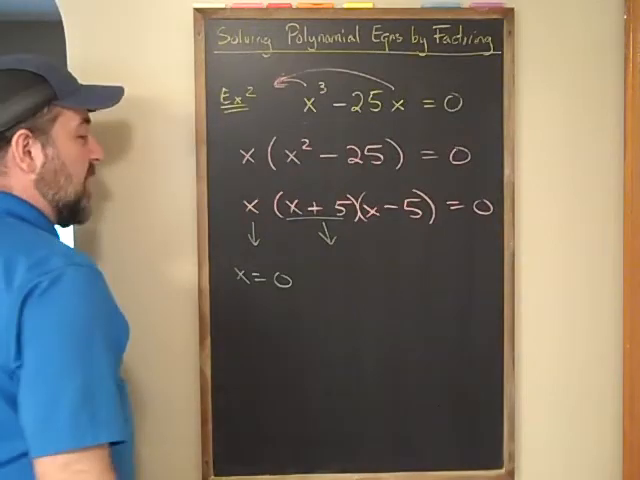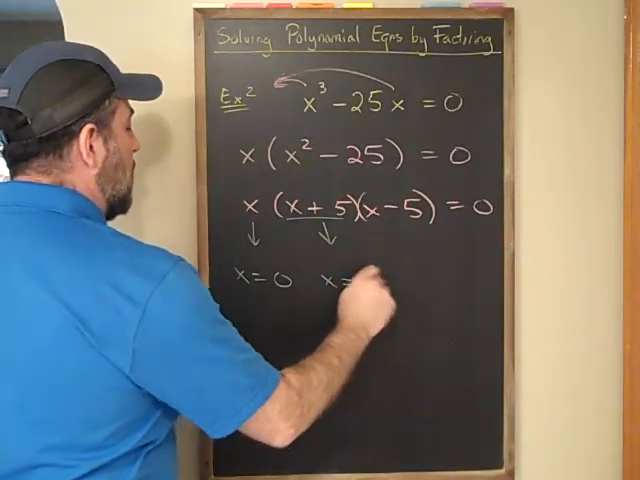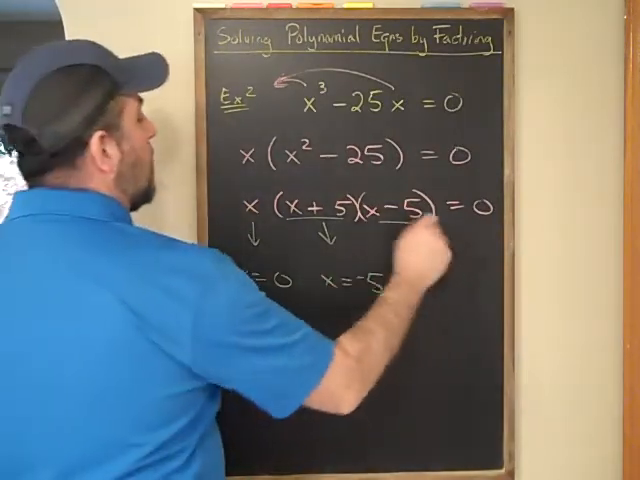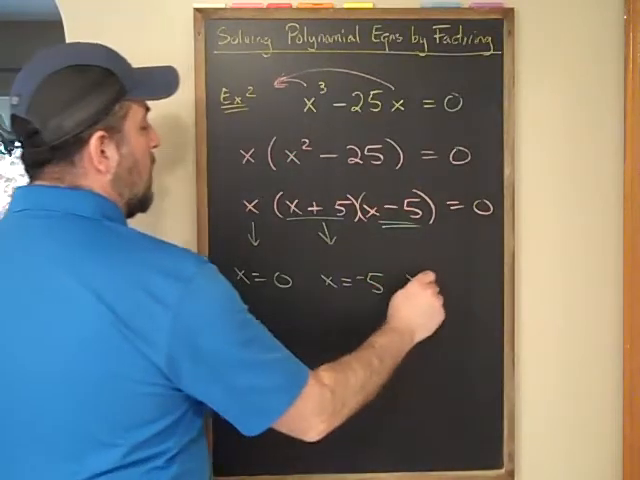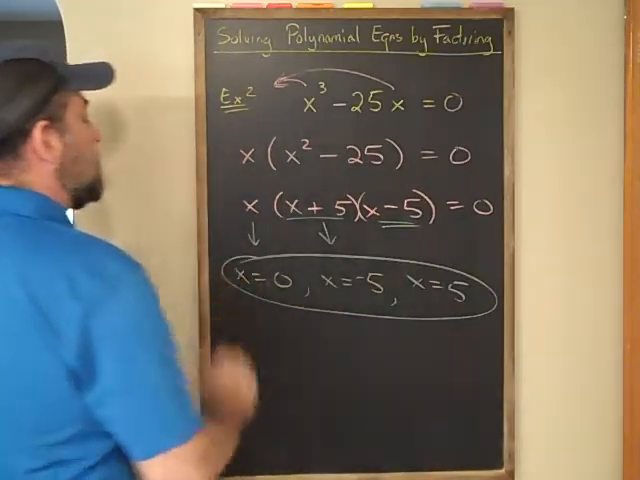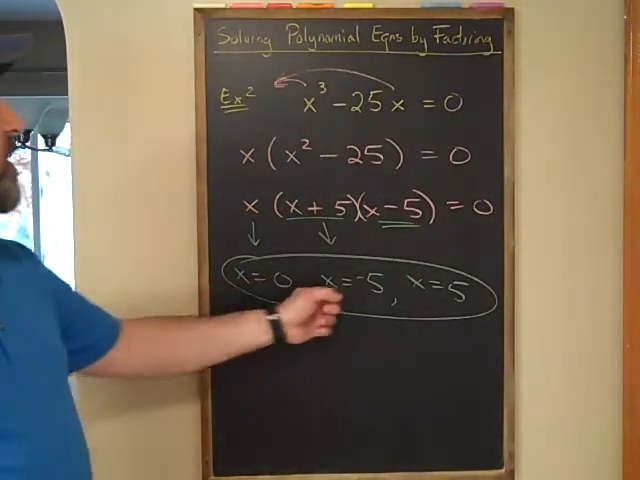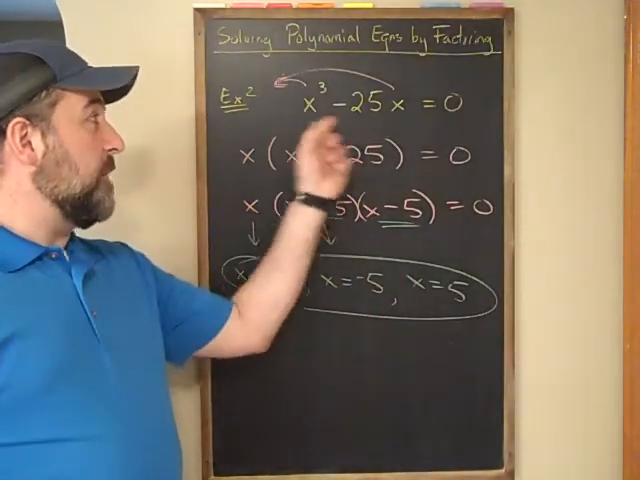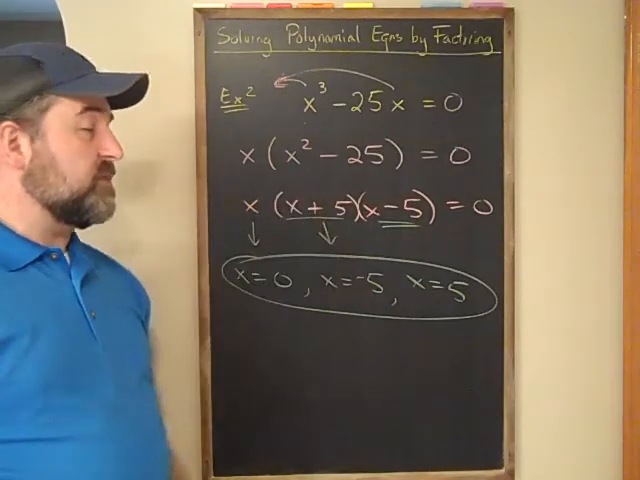What makes x plus 5 be 0? When x is negative 5. What makes that factor be 0? When x is 5. Those are our three solutions. Any one of those three make this expression be equal to 0.